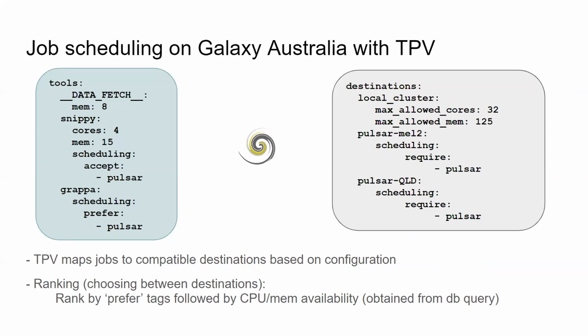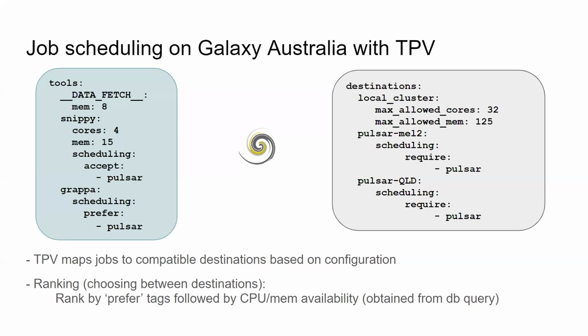So we are scheduling jobs on Australia using the Total Perspective Vortex TPV job scheduler. I've drawn up a toy example with 3 tools and 3 destinations. The TPV maps jobs to compatible destinations based on configuration, and this is often with scheduling tags. The 2 Pulsar destinations require a pulsar tag, so a tool will only go to one of those destinations if it has a pulsar tag.